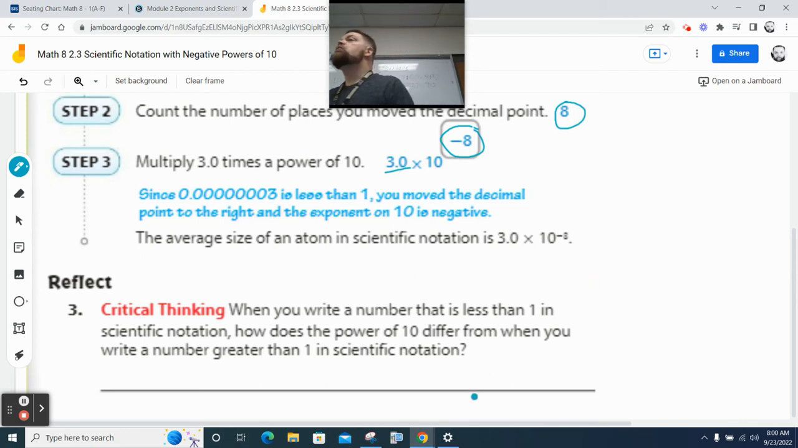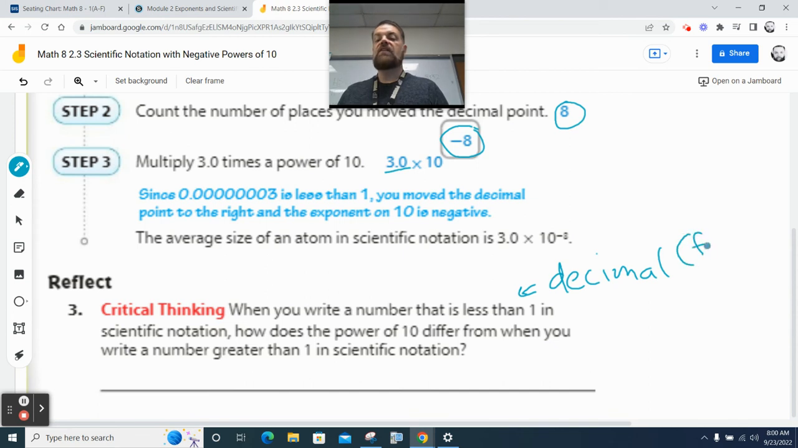So really, let me translate that. When they say less than 1, they're saying, what's the difference between a decimal, and that's the language you guys would use, right? Or you could think of it as a fraction, less than 1, as opposed to a number greater than 1? So greater than 1, you could just think in your head, right? Like 2, 3, 4, 5,000, 5 million, 10 billion. What's the difference in the scientific notation?